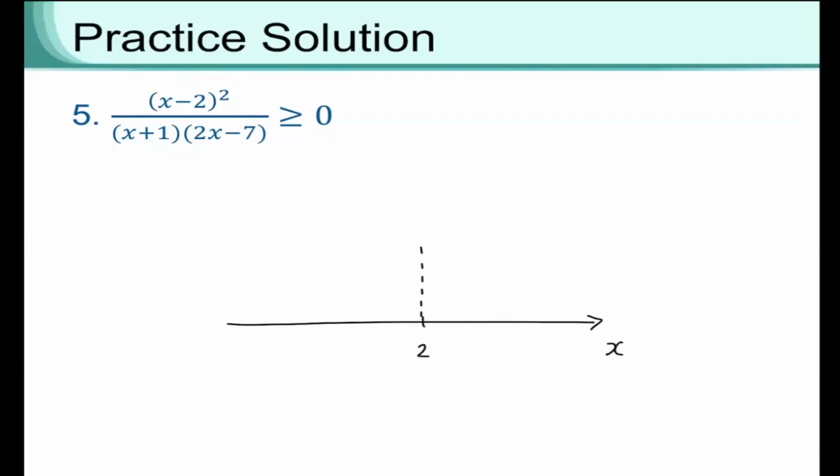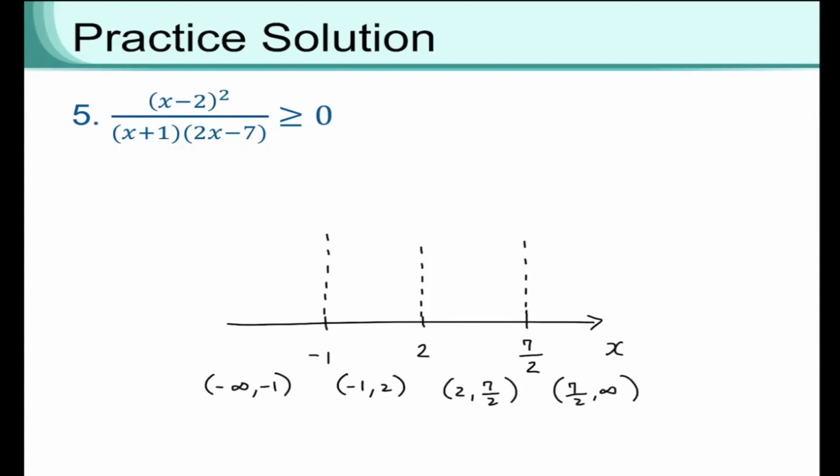The value of x that will make the denominator 0, so one is x equals -1. So that is here, okay? And then 2x minus 7 is equal to 0 means x is equal to 7 over 2. So we have to exclude 7 over 2, which is the same thing as 3.5. So now we consider the intervals negative infinity to -1, -1 to 2, 2 to 7/2, and then 7/2 to infinity.